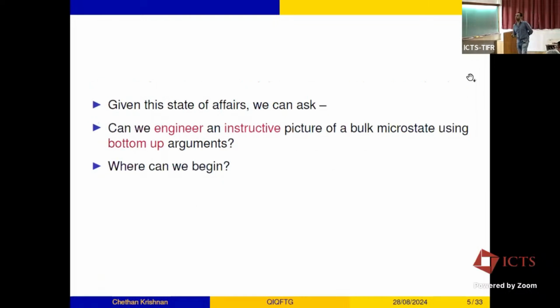So given the state of affairs, we can ask: can we engineer an instructive picture of a bulk microstate using bottom-up arguments? This is the question that we would like to ask. Instructive is the key word there. I really want to emphasize instructive because by definition, if it is bottom-up in the sense of from infrared to ultraviolet, there has to be a sense in which I can defend that it is useful for some UV stuff. So that's where we will begin.